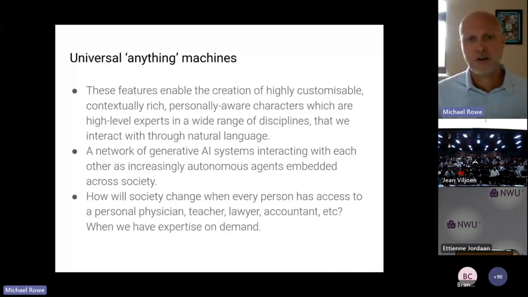And I think that the combination of everything that I'm talking about enables the creation of highly customizable, contextually rich, personally aware characters that are high level experts in a wide range of disciplines, and we can interact with them through natural language. And if you read that sentence again, you'll see that I've just described a doctor, a lawyer, a teacher, an engineer. We're going to see networks of generative AI systems that interact with each other. They're going to be increasingly autonomous, and they're going to be embedded across society. And so how does society change when every person in the world has access to a personal physician, teacher, lawyer, accountant? Basically, when we have expertise on demand.